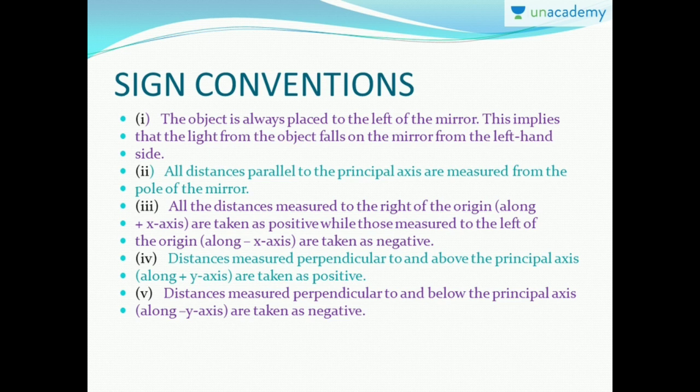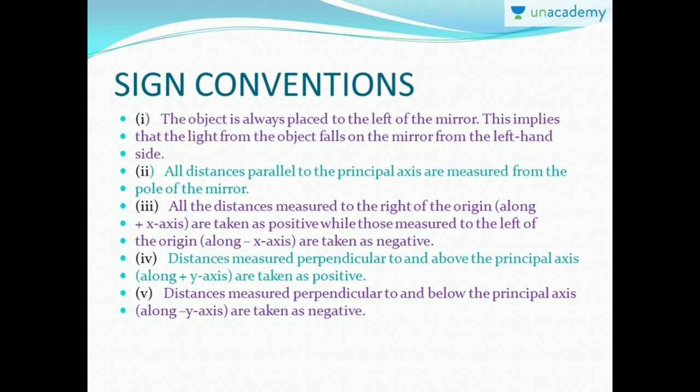All distances parallel to the principal axis are measured from the pole of the mirror. The pole is the point where the principal axis intersects with the mirror. Third one, all distances measured to the right of the origin along the positive x-axis are taken as positive, while those measured to the left are known as minus x-axis and will be taken as negative.